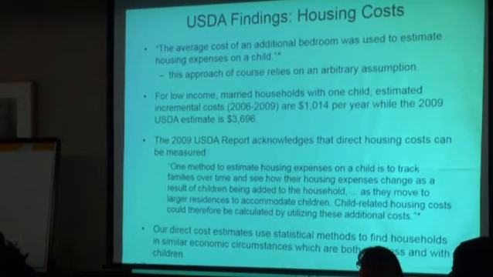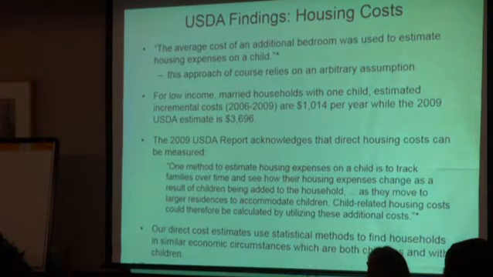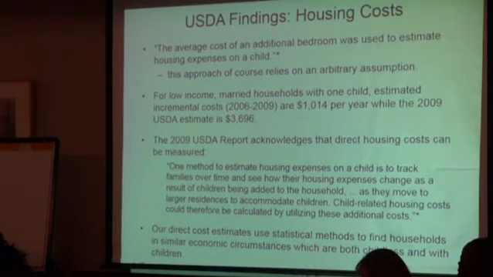Now, probably the most important issue here is that second paragraph. This is the third point, where the USDA report says that one could measure housing costs the way I suggested we should do it, by looking at the housing expenses for the same family as children are added to the household. That is what I proposed. And he says that these could be calculated by utilizing these additional costs. But then he rejects it because he says that you can't possibly determine comparable households with and without children. And I think that is just wrong.